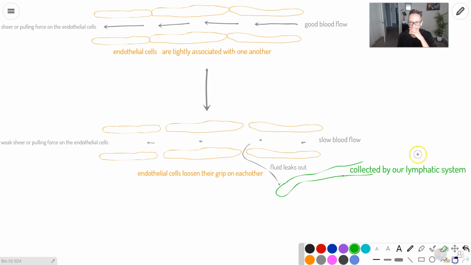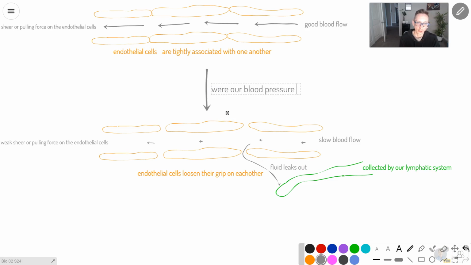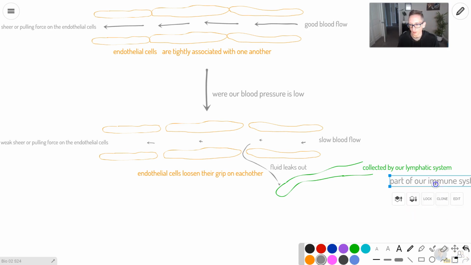Okay, so this is happening where our blood pressure is low, such as in our limbs, at our extremities. And our lymphatic system is a part of our immune system. So there's a lot of white blood cells in your lymph nodes and our spleen and all that. So we're basically sampling our blood all the time with our major immune system organ as well.